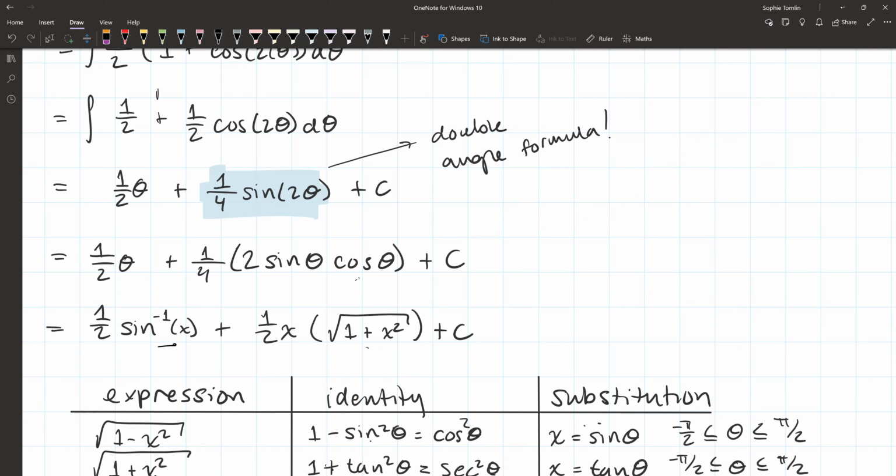So trig substitution is one of the trickiest ones. So if this seems a little bit convoluted, it kind of is. I don't blame you for thinking that.